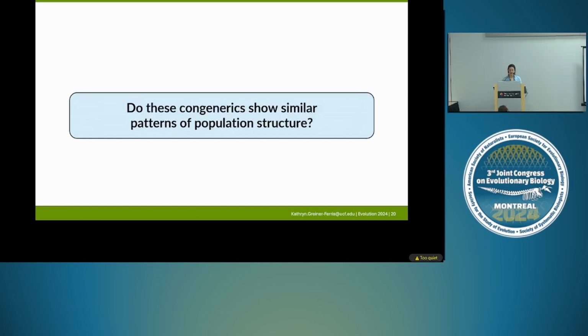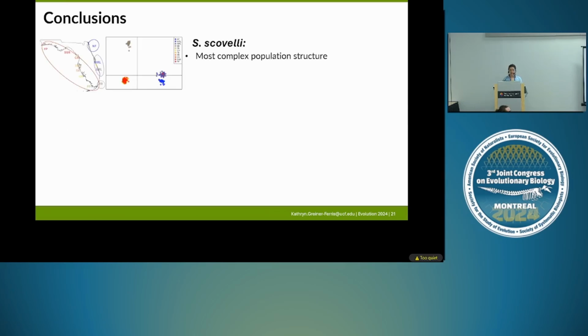So, with all this in mind, do these congenerics show similar patterns of population structure? Well, Scavelli showed the most complex population structure with higher genetic differentiation and more genetic clusters than the other two species. And because they inhabit these freshwater, shallow, nearshore habitats, they are likely protected from the influence of major ocean currents. And therefore, their potential for raft-driven connectivity between populations is much lower compared to the other two species. So their population structure may exist simply due to geographic barriers to dispersal, which has led to an overall isolation by distance pattern.